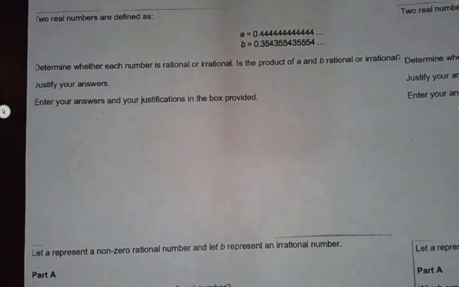Okay, I'll look for the next problem in a second. A rational number is a number that ends or it repeats. Rational numbers are like 2, -5, 1.4, 2.3333. See how it's repeating? See how this one ends? These are all rational numbers. We deal with these a lot. So that's rational.